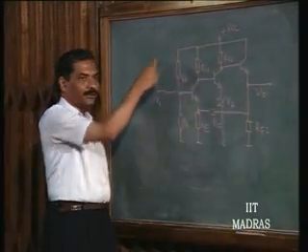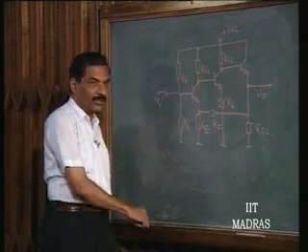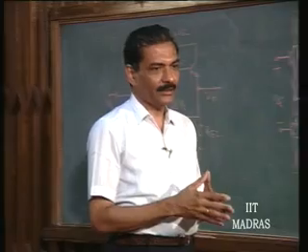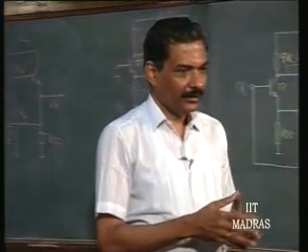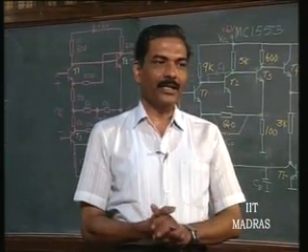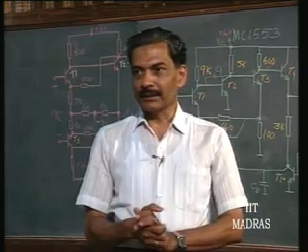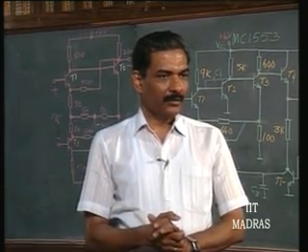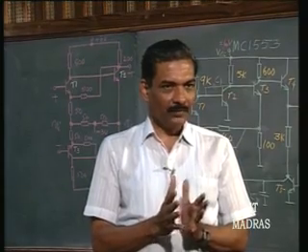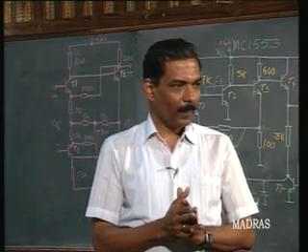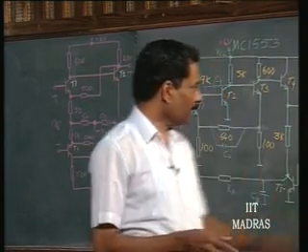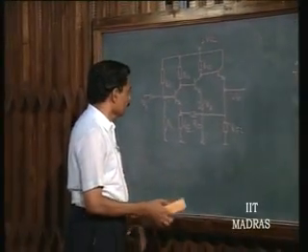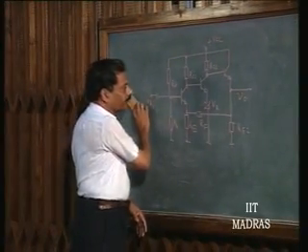I would like you to analyze this, find out the input impedance, output impedance, and loop gain, assuming finite beta for the transistors. Please do this as a homework problem. Is it clear? This is exactly similar to this structure, but using a single supply.